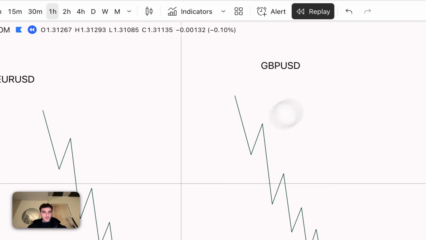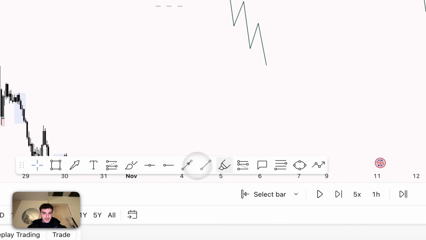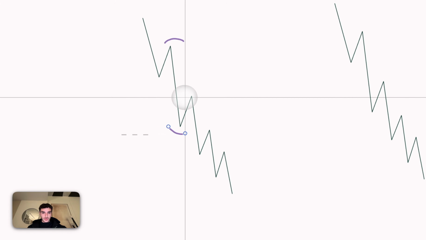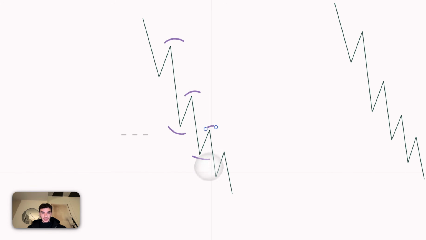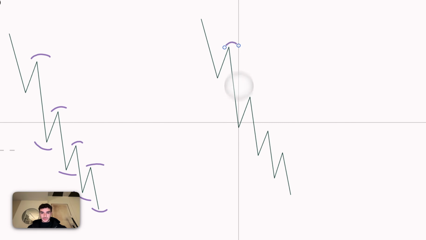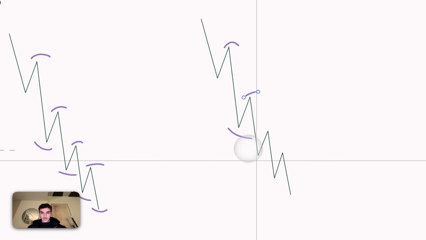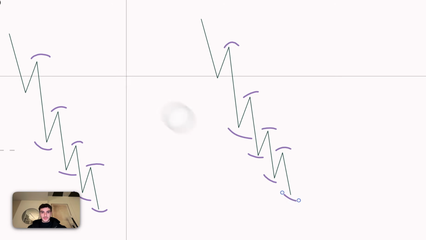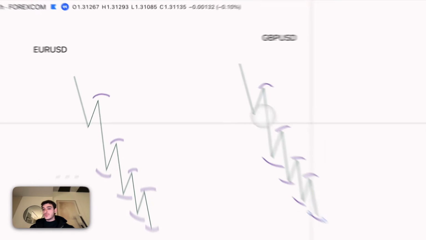Once we see the market creating lower lows and lower highs, we see a lower high and a lower low, repeated again and again. Over here, we also see a lower high, a lower low, a lower high, a lower low, over and over. This is how these pairs move together.